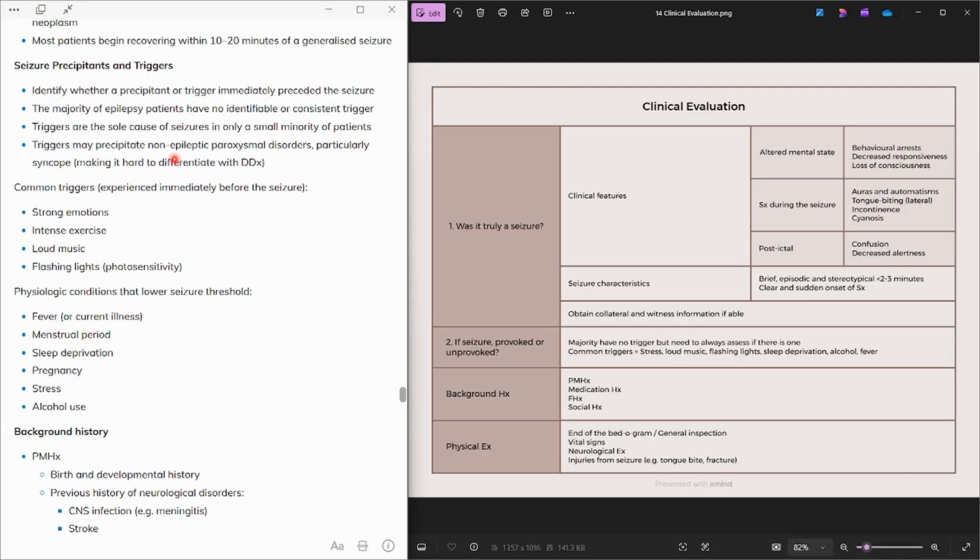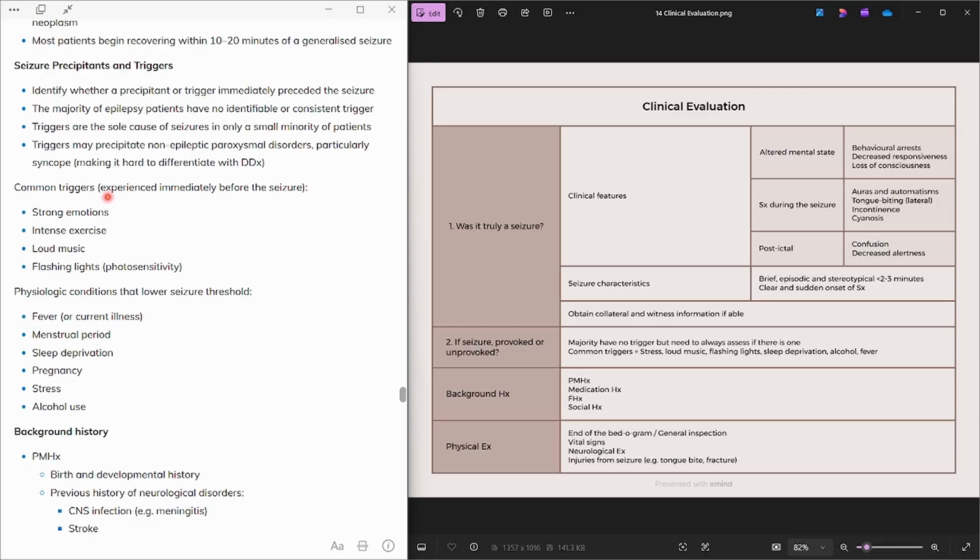Triggers may precipitate non-epileptic paroxysmal disorders, especially syncope, and this can make it hard to differentiate from other causes, because triggers can lead to syncope, triggers can also lead to psychogenic non-epileptic seizures, and triggers can also lead to seizures. So what are the common triggers?